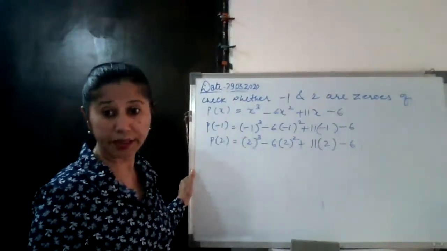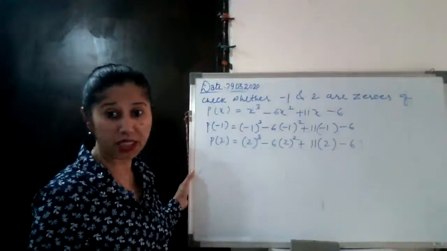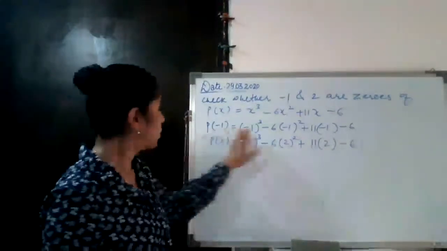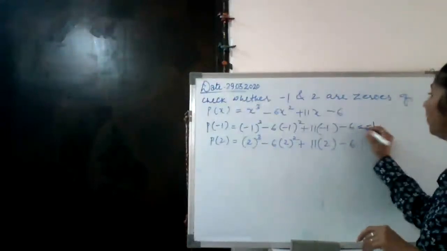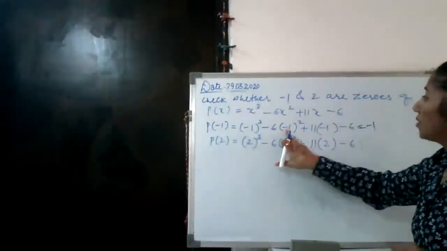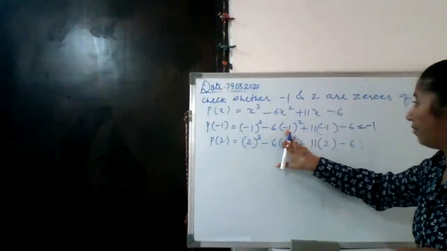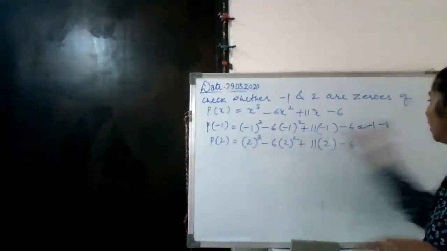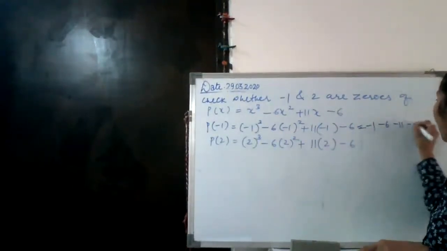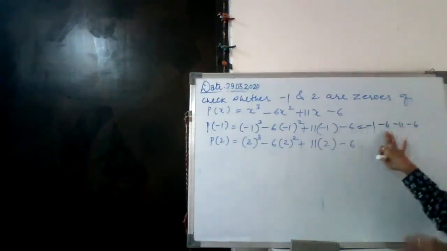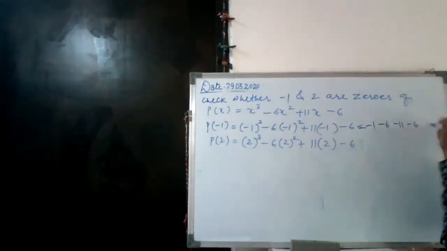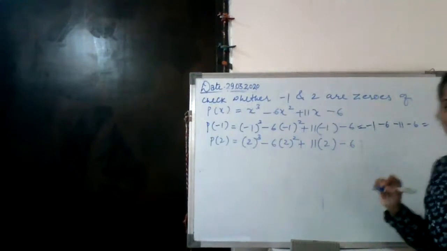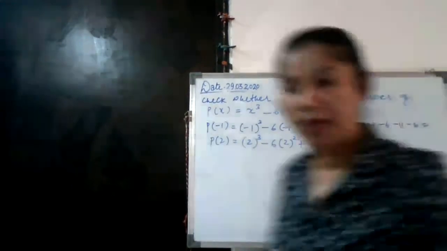Yes, Aditya is getting P of minus 1 as minus 15. Okay, let's verify. Minus 1 cube is minus 1, minus 1 squared becomes a positive 1 with minus 6, minus 11 and minus 6. So minus 6, minus 12, minus 13. You said it is minus 15.